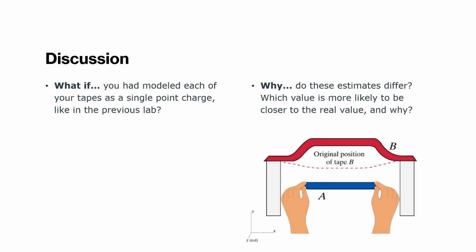So why do these estimates differ? Which value is more likely to be closer to the real value, and why? These values differ because of the way we calculated our charge values for the line charge compared to the point charge value. The one that will be closer to the real value is for sure the line of charge value, because this one is more accurate because we split it up into segments and then calculated them individually that way.